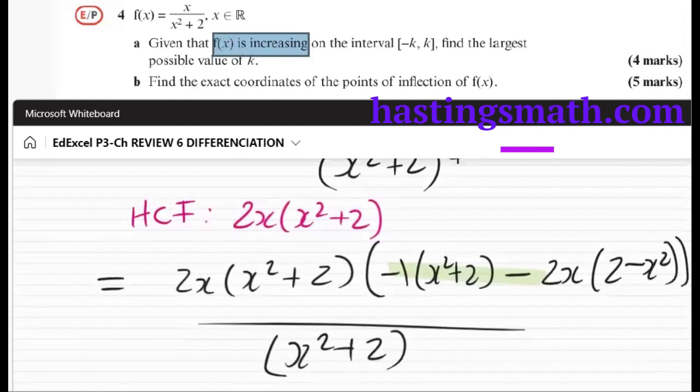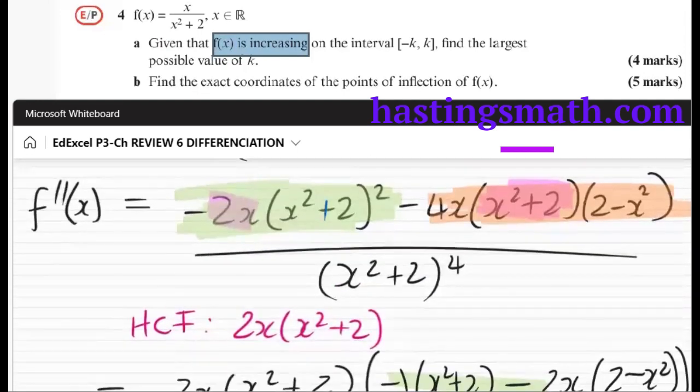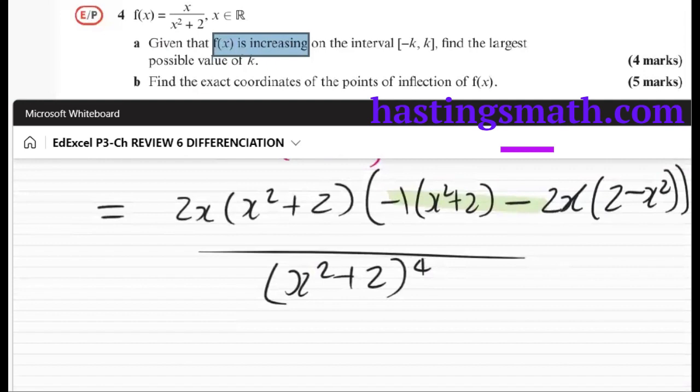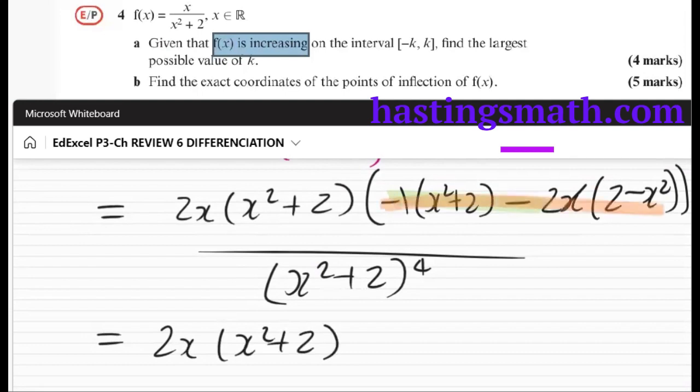Power 4. So mark scheme is differing from mine again. Just check that. That's 2. That was a 4x. We took out 2x, no x. Okay. Self-check. Good. They just cleaned up the second bracket. 2x, x squared plus 2. Clean up the second bracket. You just make this look more pretty.